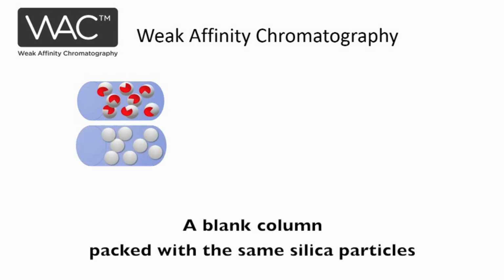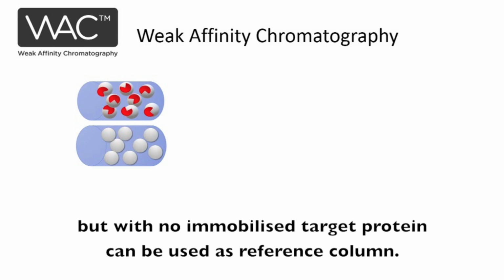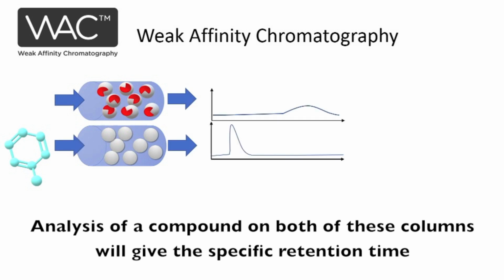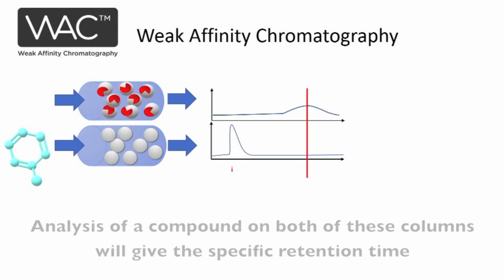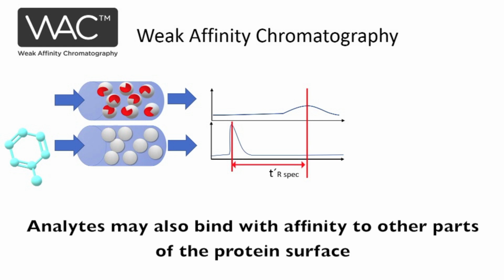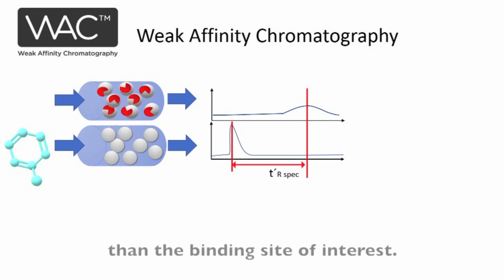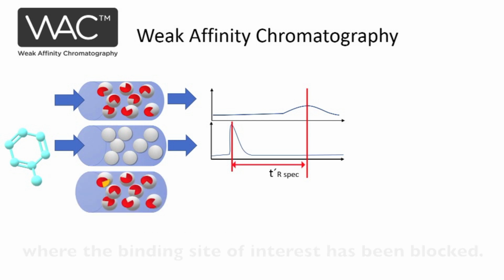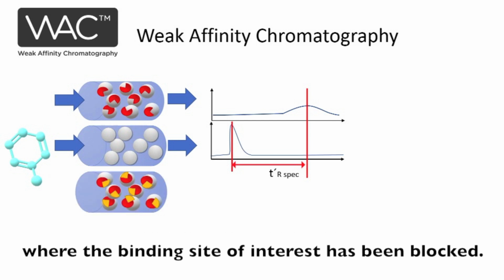A blank column packed with the same silica particles but with no immobilized target protein can be used as reference column. Analysis of a compound on both of these columns will give the specific retention time from interactions with the immobilized target protein. However, analytes may also bind with affinity to other parts of the protein than the binding site of interest. So one can also use a column with immobilized target protein where the active binding site of interest has been blocked.